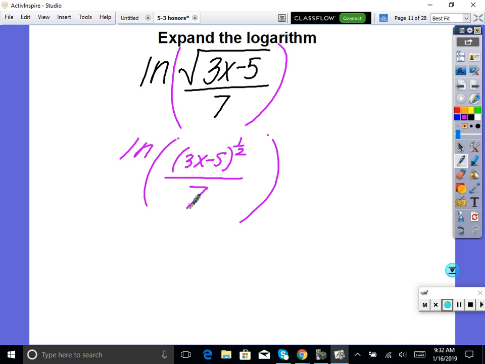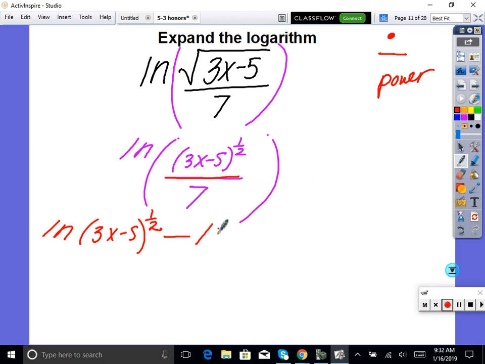Now remember, there are three rules. Multiply, divide, and powers. That's it. Okay? So just keep that in mind. So can we split apart a subtraction? No, it was when you divide, you subtract. You cannot split apart a subtraction inside. Does everybody see? So this is ln of 3x minus 5 to the 1/2 power. Then this divide sign creates a minus sign. ln of 7, and then don't we just need to bring 1/2 down in front? And then we're done.